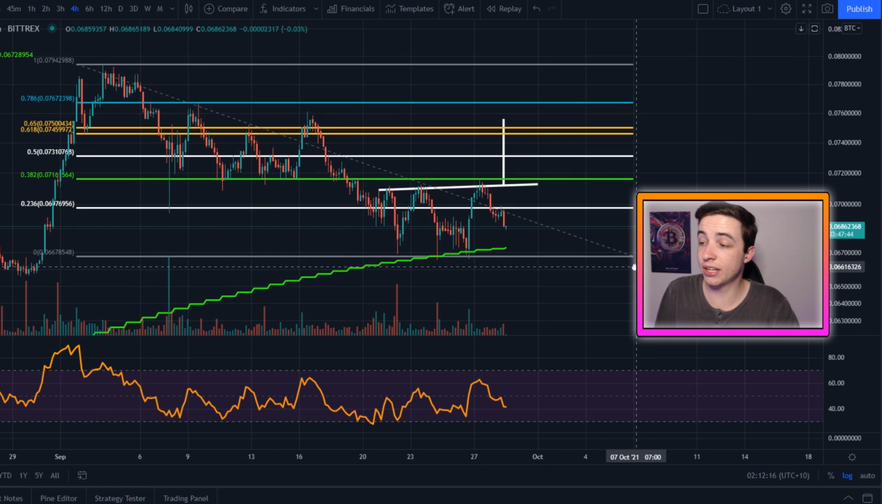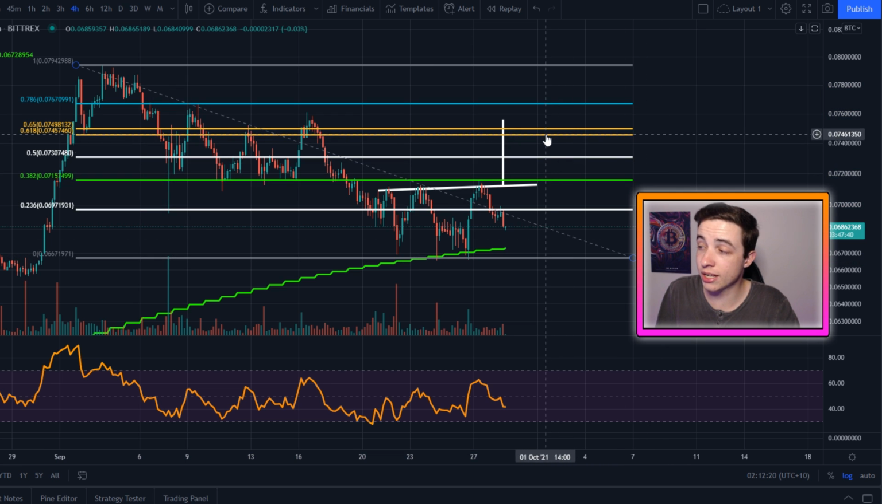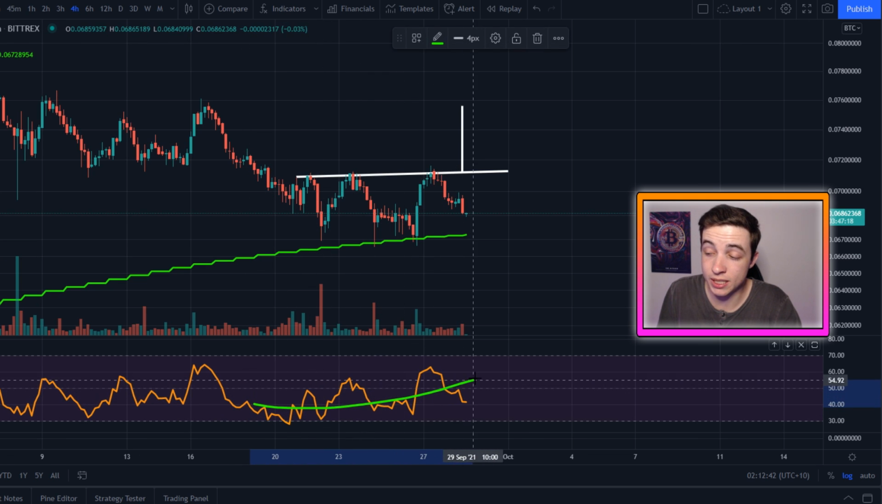And on top of that, bringing out the Fibonacci retracement tool on the chart just here, we actually have the golden pocket coming in at just below that price target. So keep that in mind as well. The golden pocket is coming in at around 0.0746 Bitcoin per Ethereum. And right now with the upwards trending RSI, this is technically speaking a bullish sign.